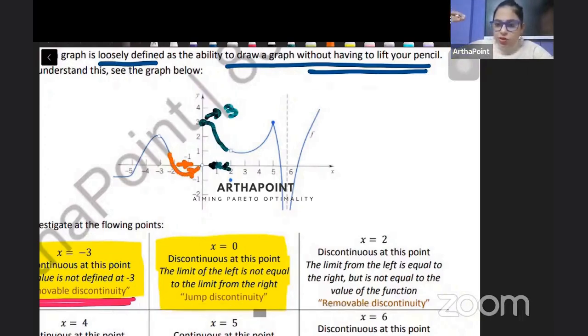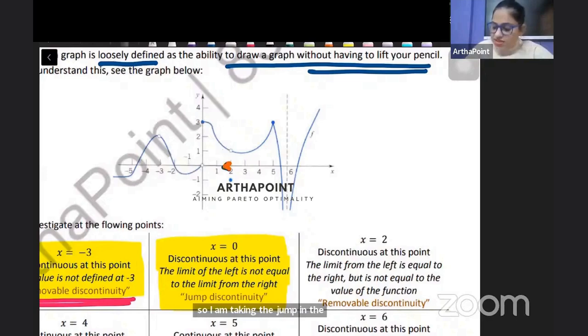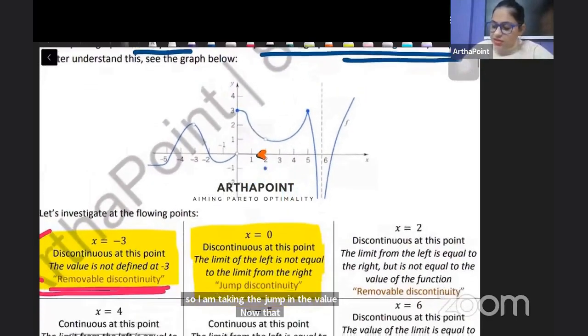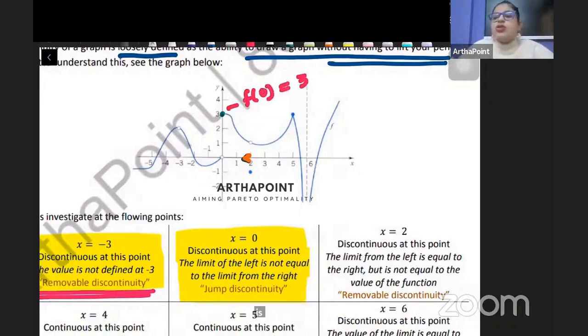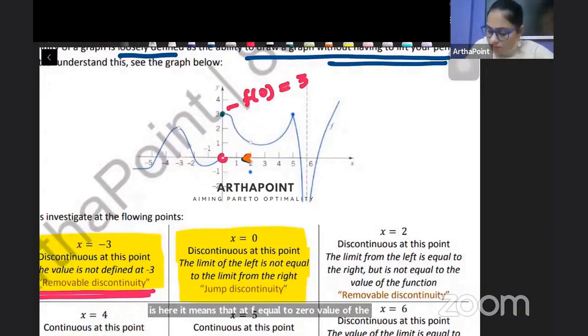And when I am approaching the function from the right side, when I am trying to approach 0 from here, my function is going towards 3. So I am taking a jump in the value, that at x equal to 0, as soon as x becomes 0, you see that the colored dot is here. It means that at x equal to 0, the value of the function is actually 3. This is an open dot, beta. It means the value is not 0, the function's value becomes 3.